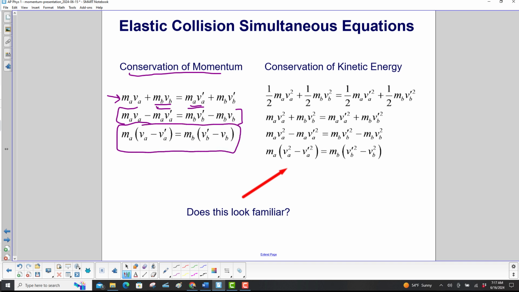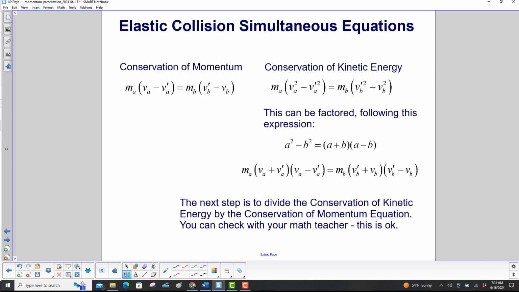For kinetic energy, we multiply the equation by 2, and we get this. And once again, we put A on the left side, B on the right side by subtracting it from both sides, and factor out once again the mass. Now, does this look familiar? We have the conservation of momentum over here, and here's our kinetic energy.